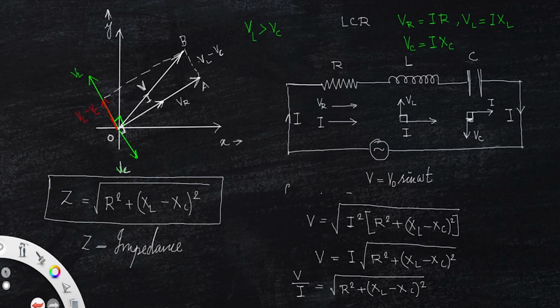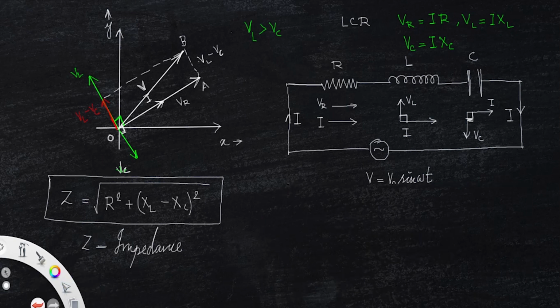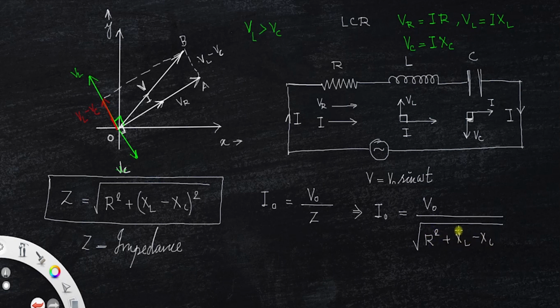Now we have the peak value of current, which is I0, is the peak value of voltage by the resistance Z. Implies I0, we already know current equals voltage by the resistance. So I0 equals V0 by, let's put the value of Z in here, that is root of R square plus XL minus XC whole square. So this is the peak value of current.